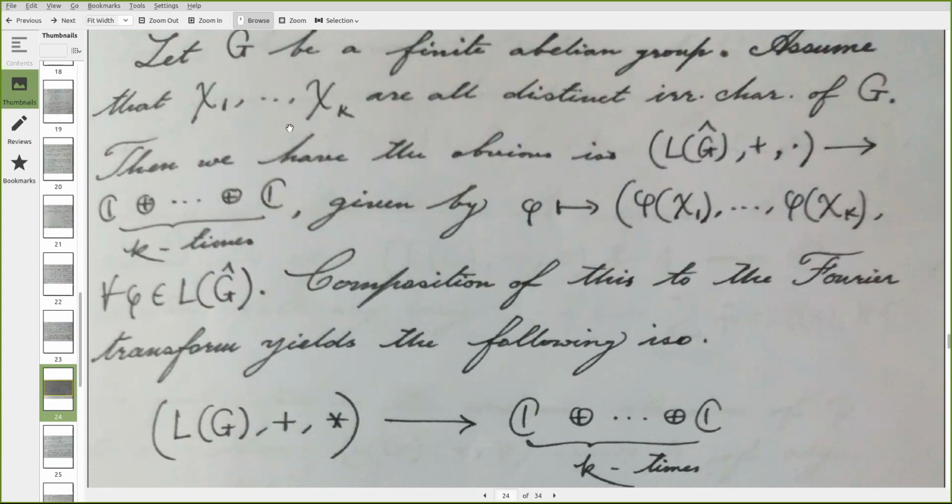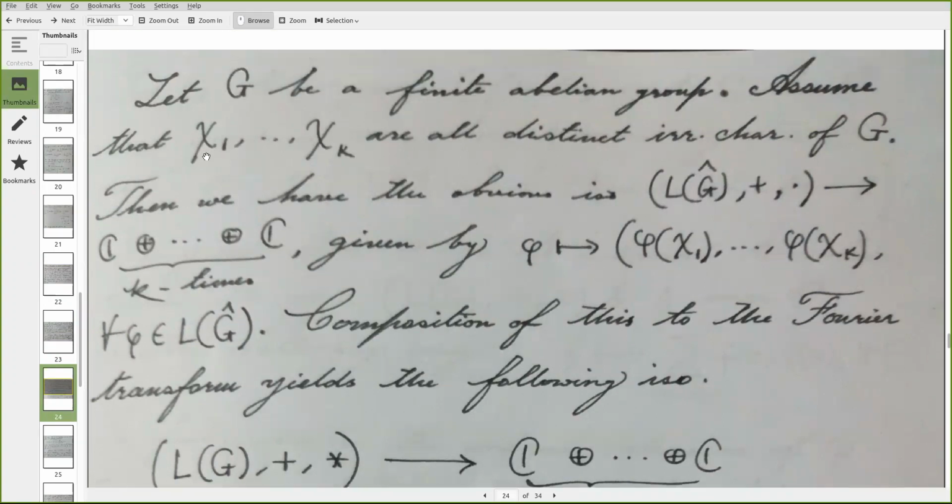According to the definition, these are all the members in G hat. So once we label them, the labeling itself gives an ordering, that is, chi1 will come first, chi2 will come second, and so on. So once we fix an ordering of the elements of G hat, then every function on G hat can be realized as a tuple like this. There is a very small mistake: here there will be one more parenthesis, so this parenthesis will be closed.